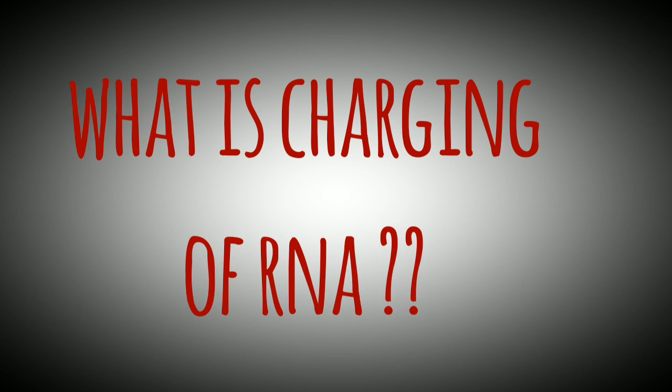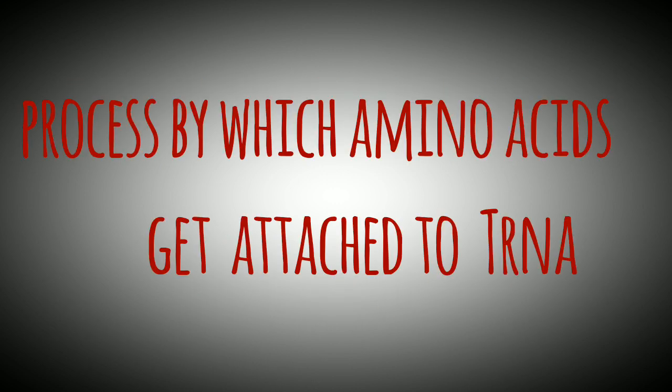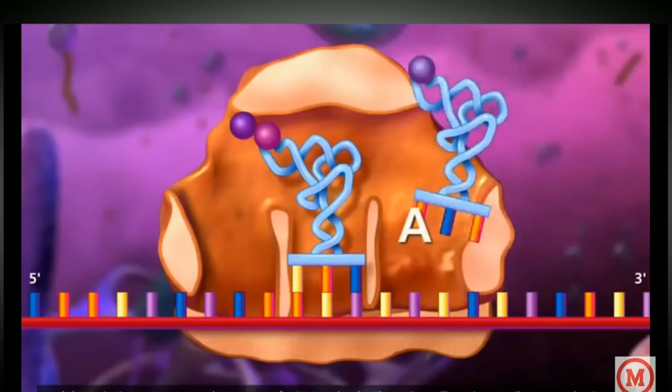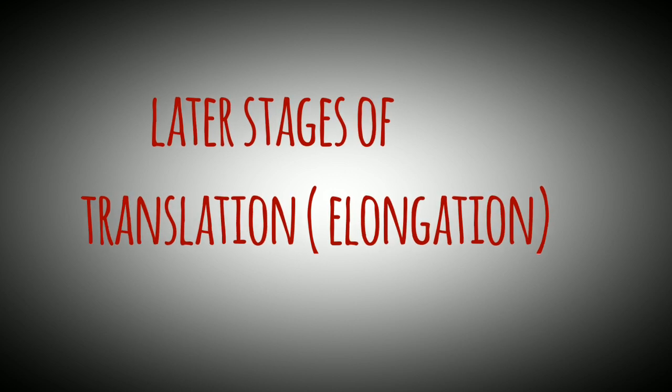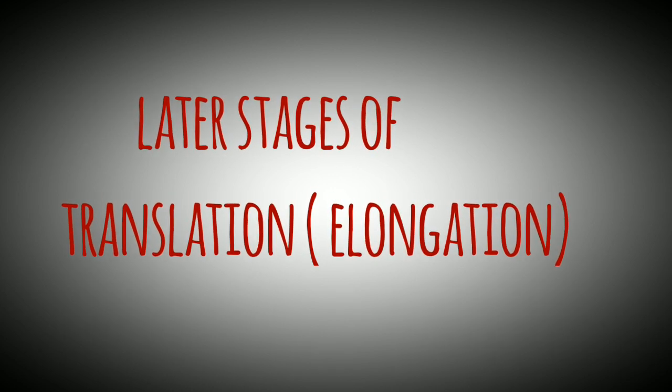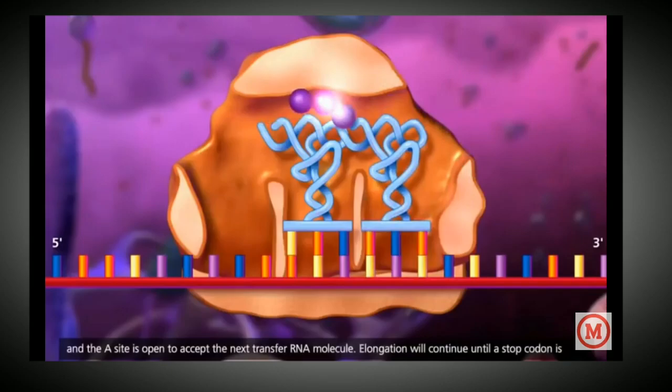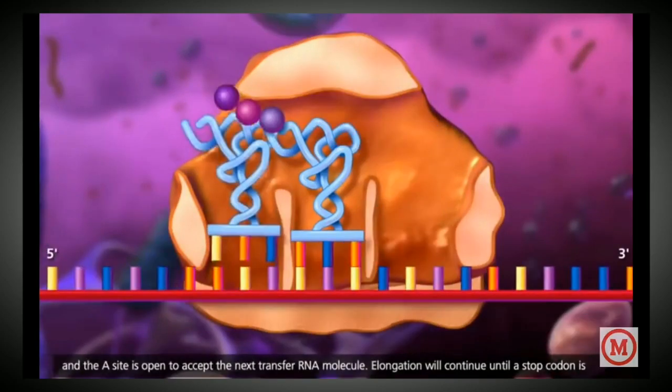Charging of tRNA is a process by which amino acids get attached to the tRNA units, which bind to the A site, and a peptide bond is formed between the A and P sites. In the later stages of the translation process, the complex slides down one codon to the right, where the uncharged tRNA molecule exits from the E site and the A site is open to accept a new tRNA molecule.